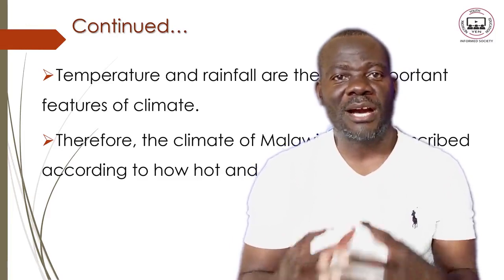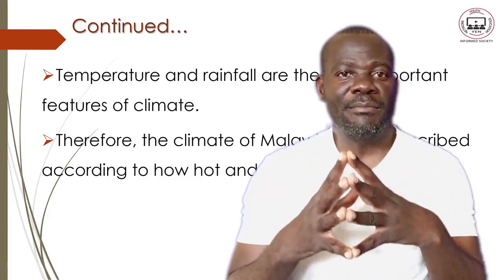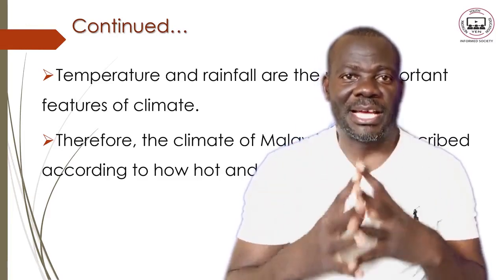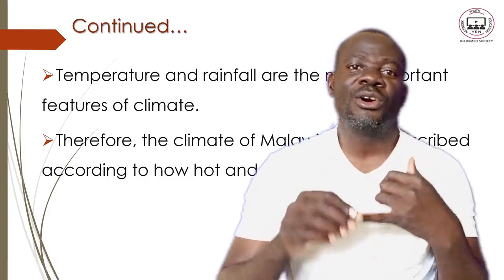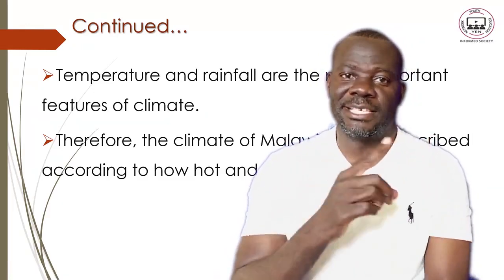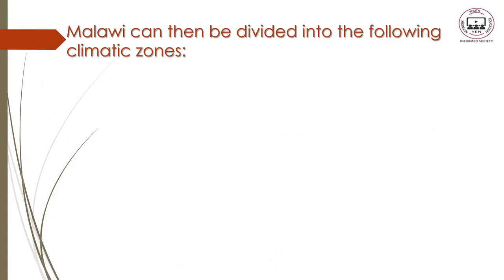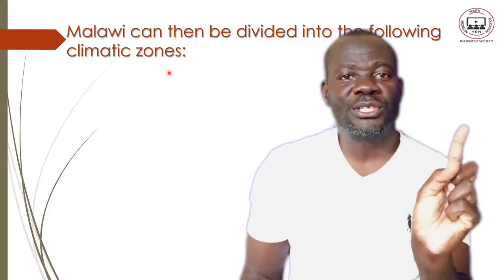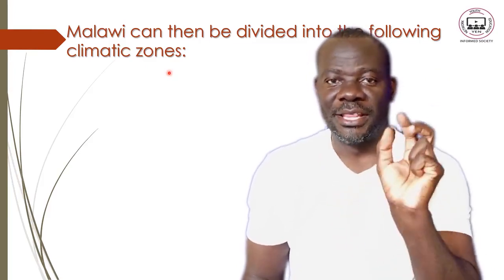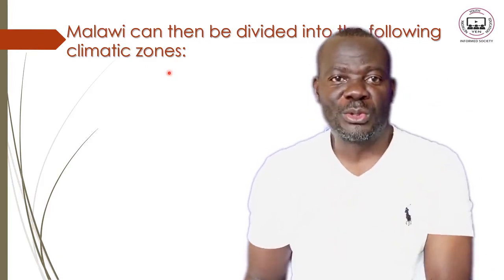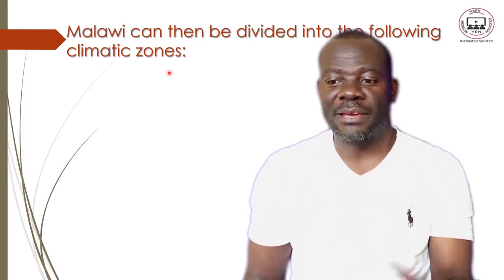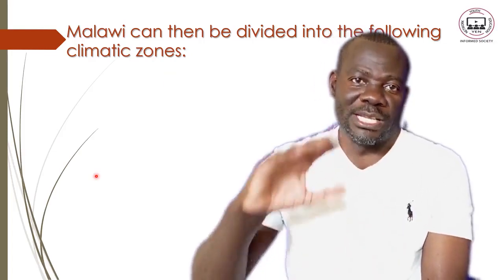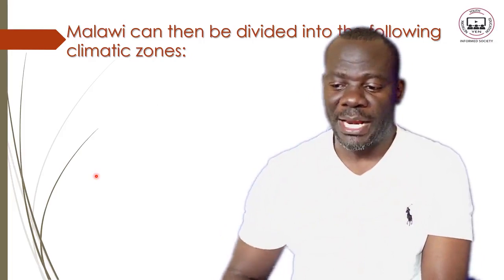So the question is, how do we describe the climate of Malawi? We say basically it is described by how hot or how cold an area is. Malawi can then be divided into the following climatic zones. Because we are saying how hot or how cold an area is, there are the following issues that are going to divide the climate of Malawi.